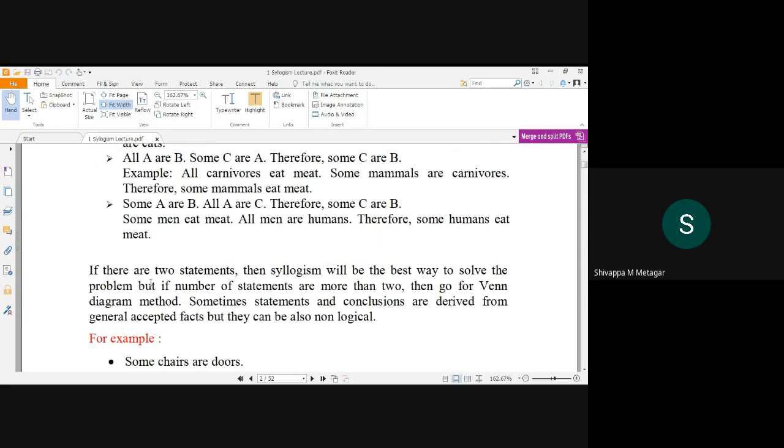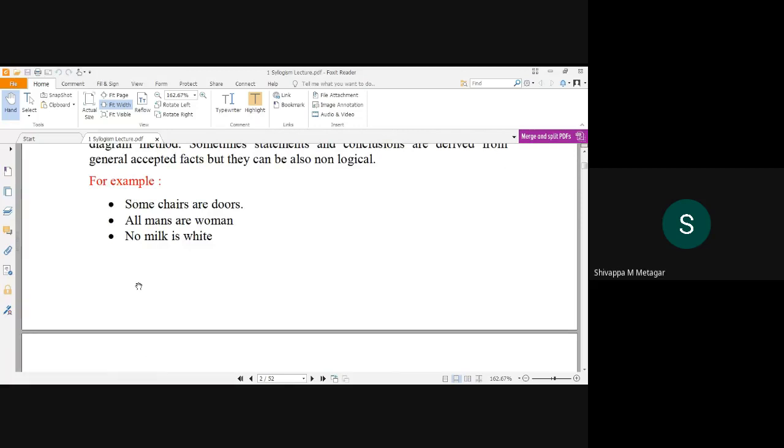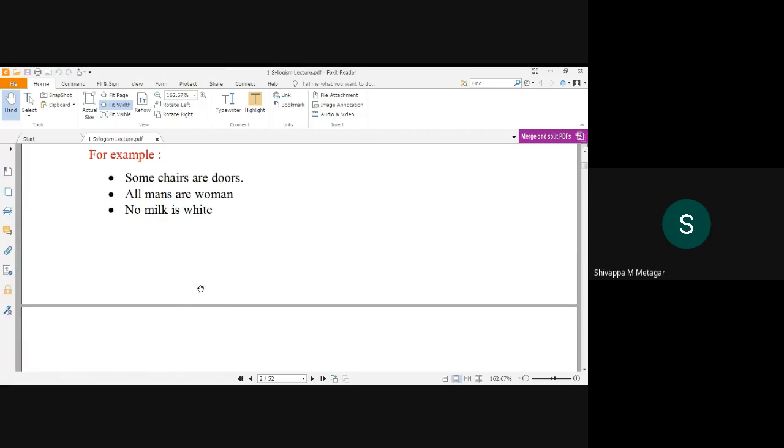If there are two statements, then syllogism will be the best way to solve the problems. If the number of statements is more than two, then we go for the Venn diagram method. Sometimes statements and conclusions are derived from generally accepted facts, but they can also be non-logical. For example: some chairs are doors, all men are women, no milk is white. How do we represent these given statements using a Venn diagram?